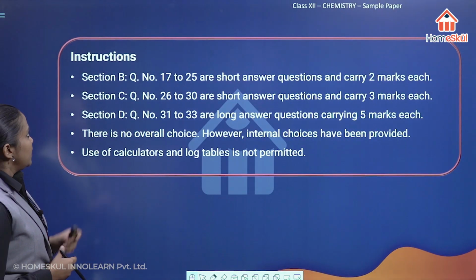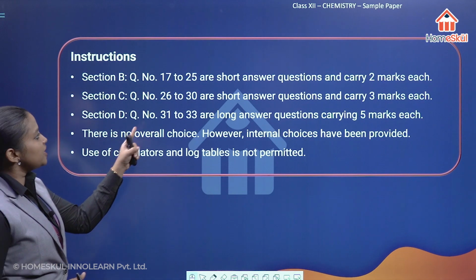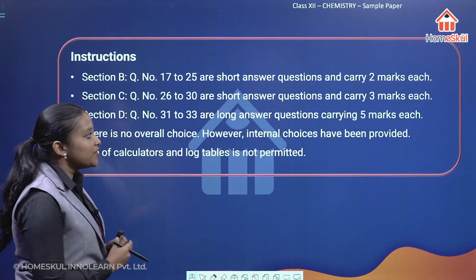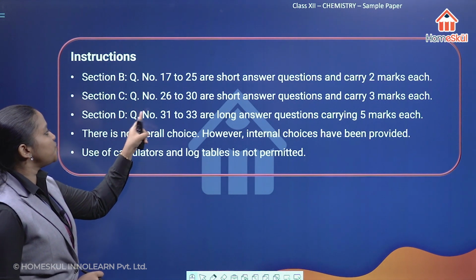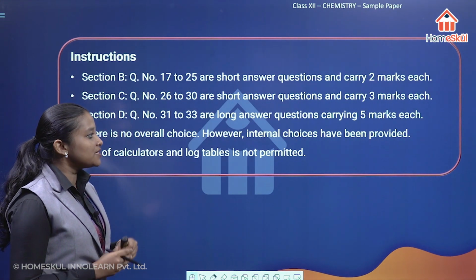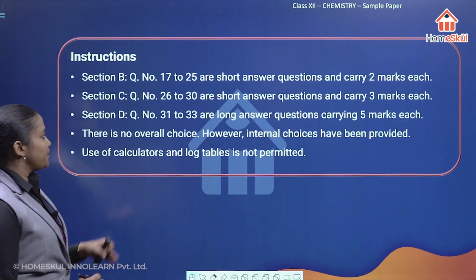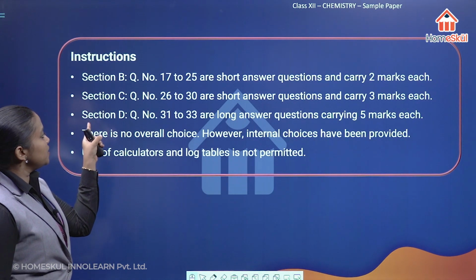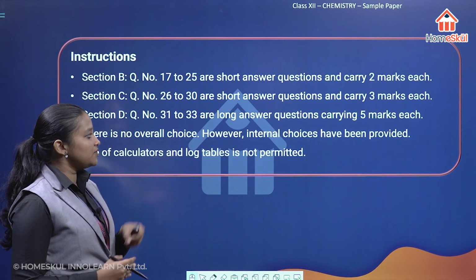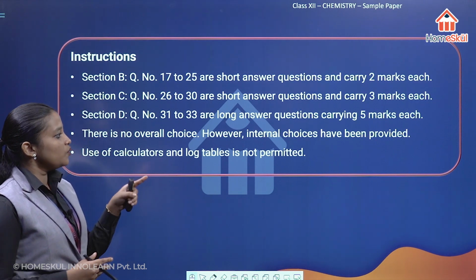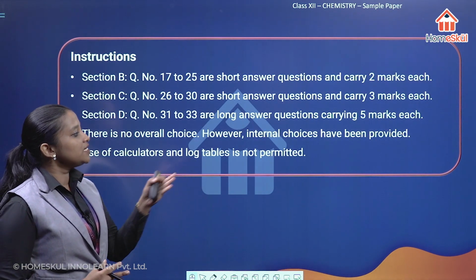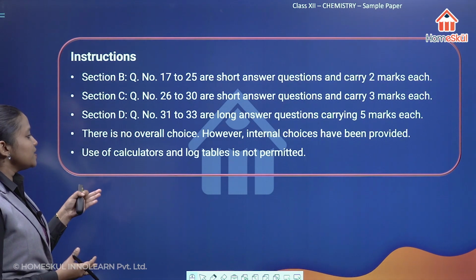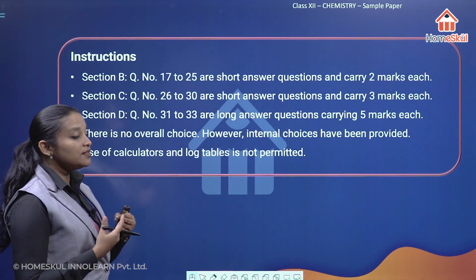And Section B, question number 17 to 25 are short answer questions which carry 2 marks each. And Section C, question number 26 to 30 are short answer questions that carry 3 marks each. And finally, Section D, question number 31 to 33 are long answer questions which carry 5 marks. There is no overall choice. However, internal choice has been provided. Calculators and log tables are not permitted.